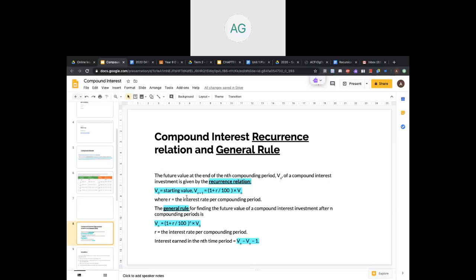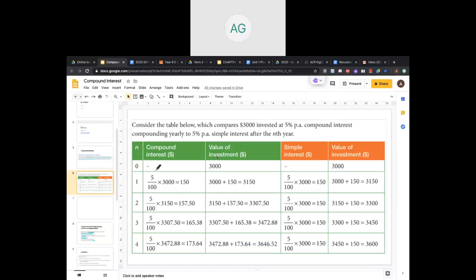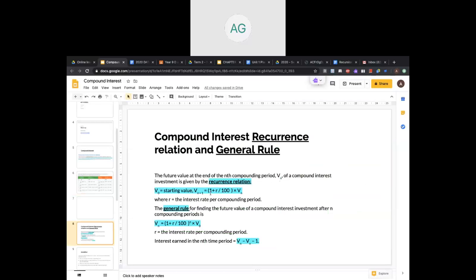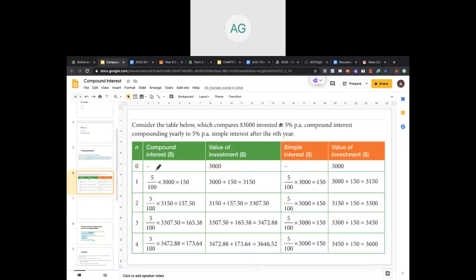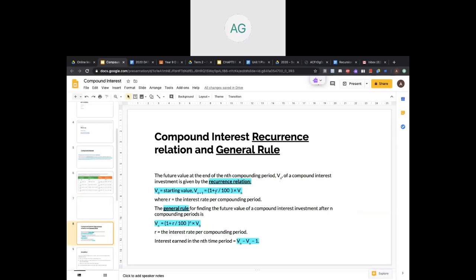So V0 is the starting value, the initial value, as if you look at the previous example. So 3000 would be our V0 because that's the starting value. And then the next year, n plus 1, would be 1 plus r divided by 100 times Vn. So r is your rate of interest, and from here it would be 5%. So 1 plus 5 divided by 100 times your Vn. Vn is for the last year amount.